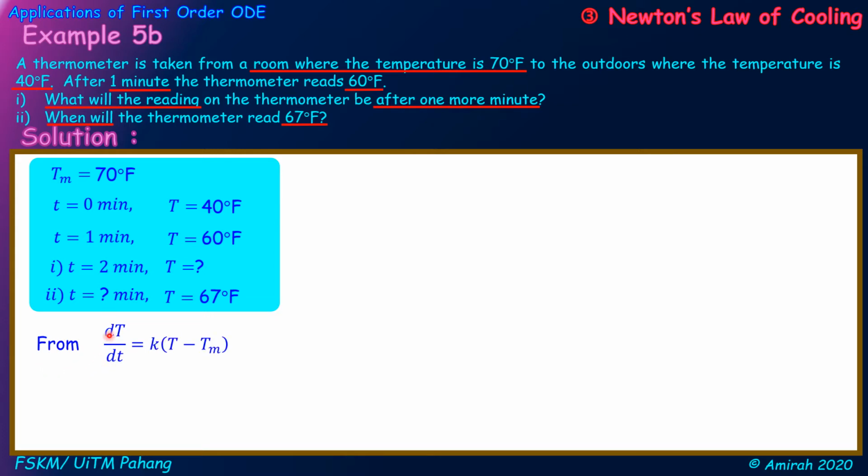So we can start from dT over dt, which is equals to constant k times T minus Tm. After that, we separate variables time and temperature, so we get this. We move dt to right hand side, so we get k times dt. And after that, we move temperature to left hand side, so we get 1 over temperature minus temperature of room, dT.